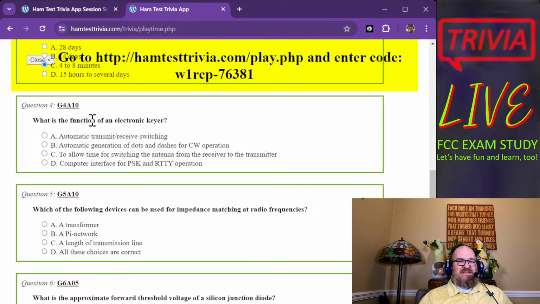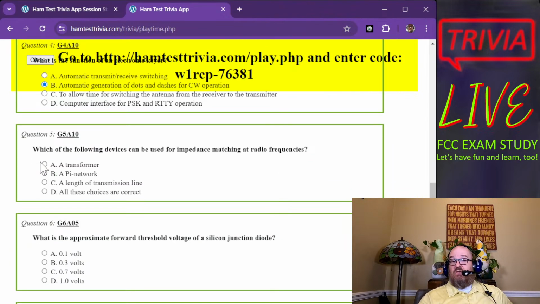What is the function of an electronic keyer? Ooh, my favorite. It is the automatic generation of dots and dashes for CW operation. You know, if I get any complaints about me reading the answers, you don't know if I'm going to be right. This is in the General part 5 or section 5, subsection A, question number 10. That's how these numbers are read, I believe.